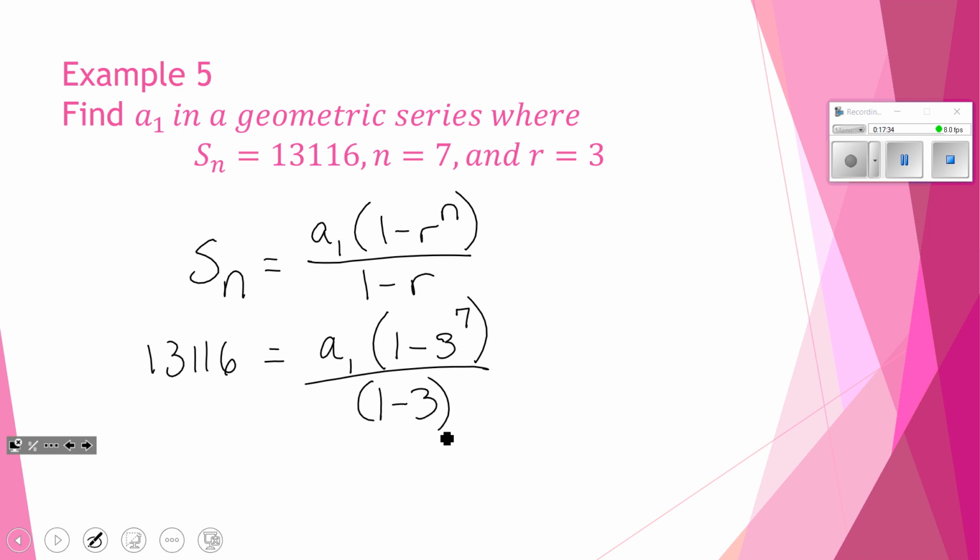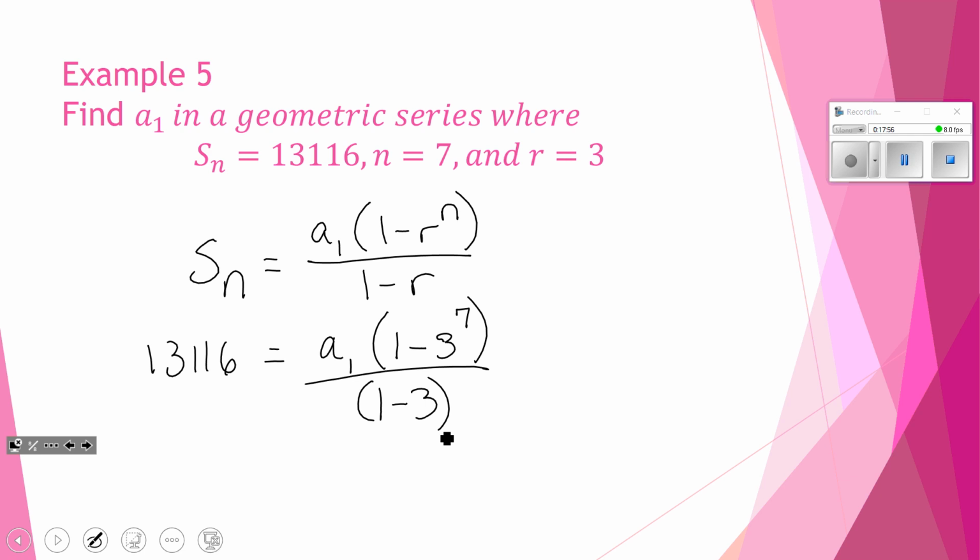Did I figure out what a sub 1 is? Not quite. What's Levi think? 12. Attaboy. 12 is what it should be. How many else got 12? Got a couple.